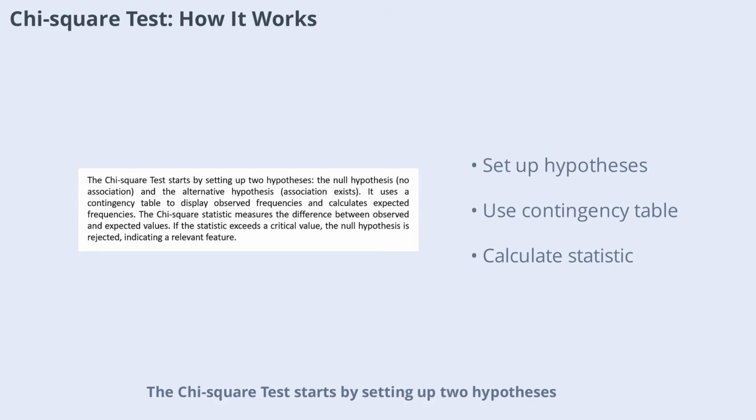Chi-square tests start by setting up two hypotheses: the null hypothesis, no association, and the alternative hypothesis, association exists. It uses a contingency table to display observed frequencies and calculates expected frequencies. The chi-square statistic measures the difference between observed and expected values. If the statistic exceeds a critical value, the null hypothesis is rejected, indicating a relevant feature.